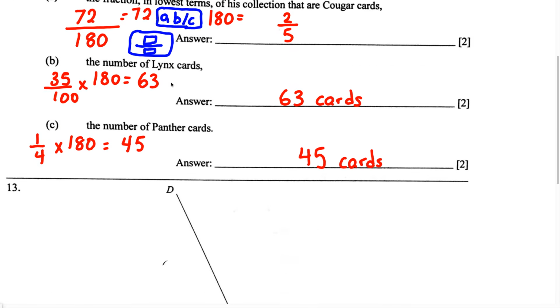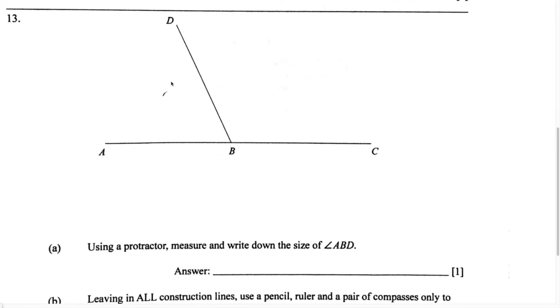Okay, now let's do number 13. Part A says, using a protractor, measure and write down the size of angle ABD. We know the point that's in the middle is going to be where we're going to measure from. This is the angle they want to find. So they want to find point B. We're just going to pull out our protractor.